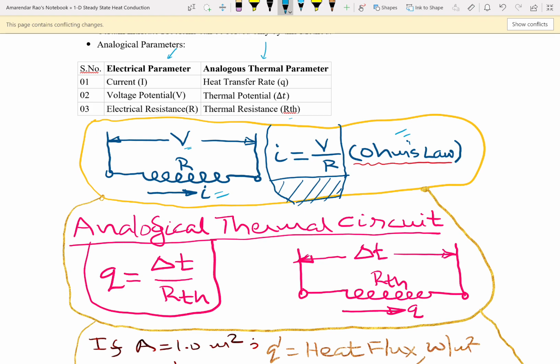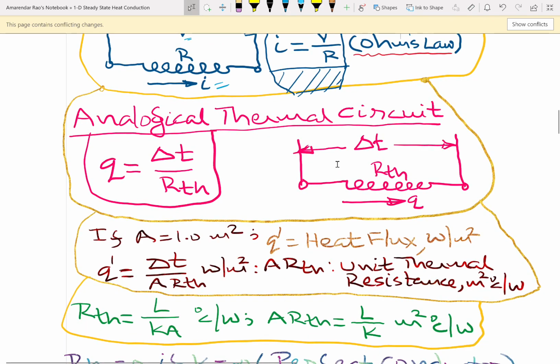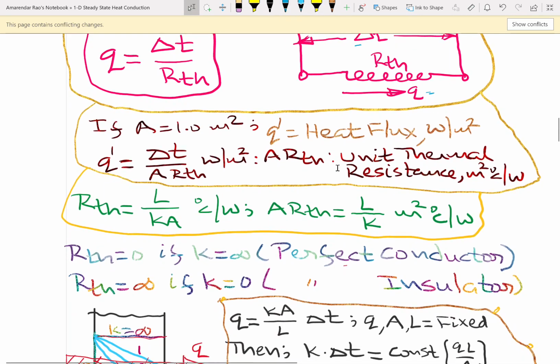And we can have a similar circuit diagram, an analogous thermal circuit, wherein V is replaced by delta T, R is replaced by R_TH, and I is replaced by Q. Then Q is given by delta T by R_TH. And if you have unit area, then we can find Q prime as delta T by A R_TH, where A R_TH represents the unit thermal resistance in meter square degree centigrade per watt.